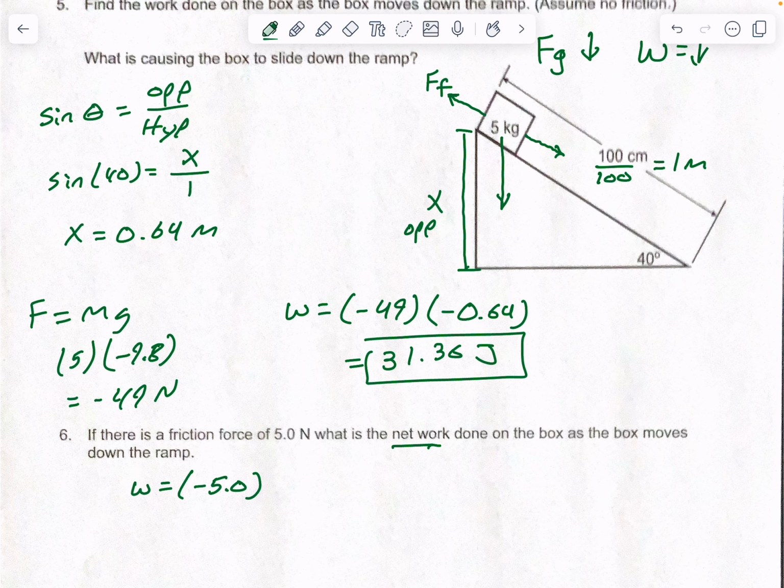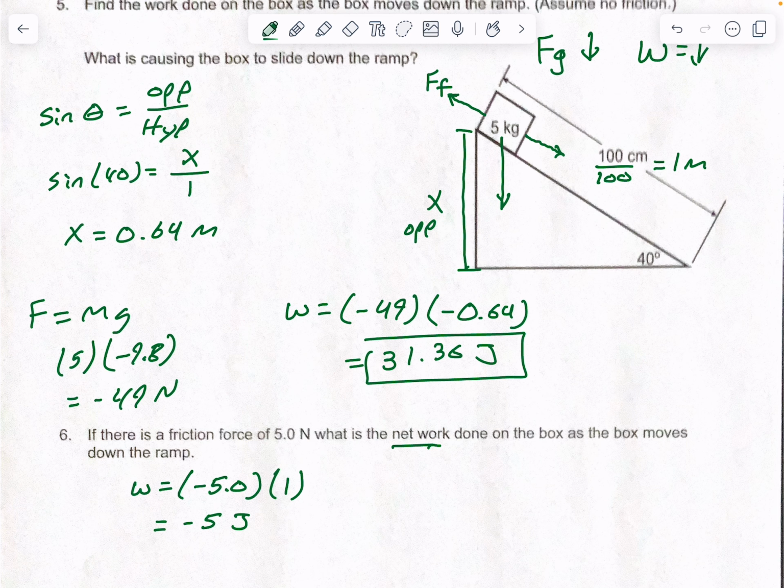Now, how long is friction having to work? We're going to look for that. How long is the box in contact with that ramp? That would actually be 1 meter. So it's going to slide down the whole 1 meter ramp. So your distance is going to be 1 meter. So you have a work of negative 5 joules for friction.